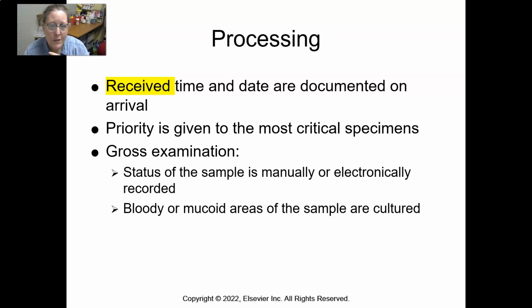So we would give priority to the most critical specimens, things like spinal fluid, which is definitely a high priority. And you do a quick gross examination. We look at the sample, make sure there's enough, it's not leaking, etc., and that it looks like an adequate specimen for the orders. And you always want to make sure that, for example, if it's a swab, you use the part that's bloody, mucousy, gross looking to swab on the culture plates to inoculate them.